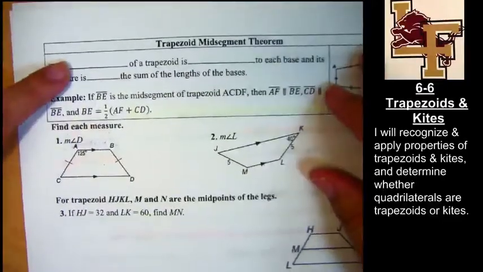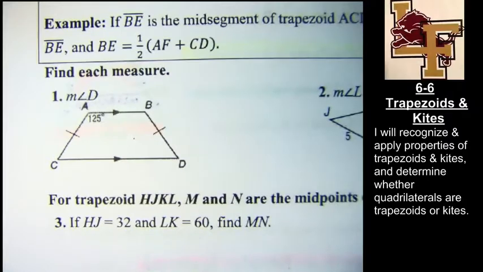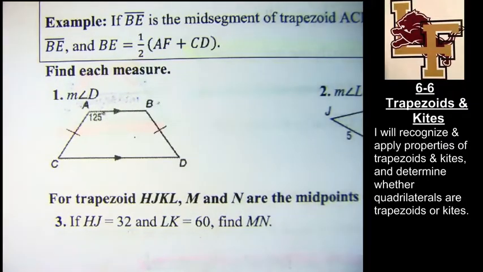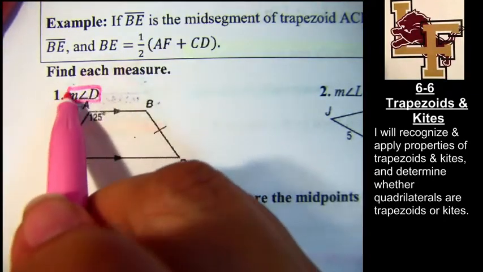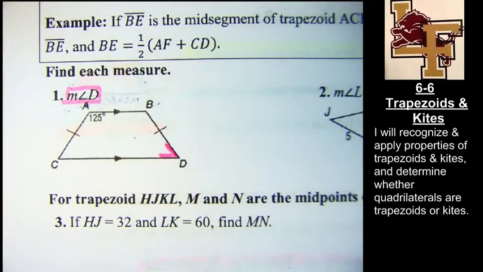We'll come back to catch this theorem in a second. I'd like to do number 1 with you first. All right, number 1, we want to find each measure. I've been asked to find the measure of angle D. Here's angle D right here. That's what I want the measure of.